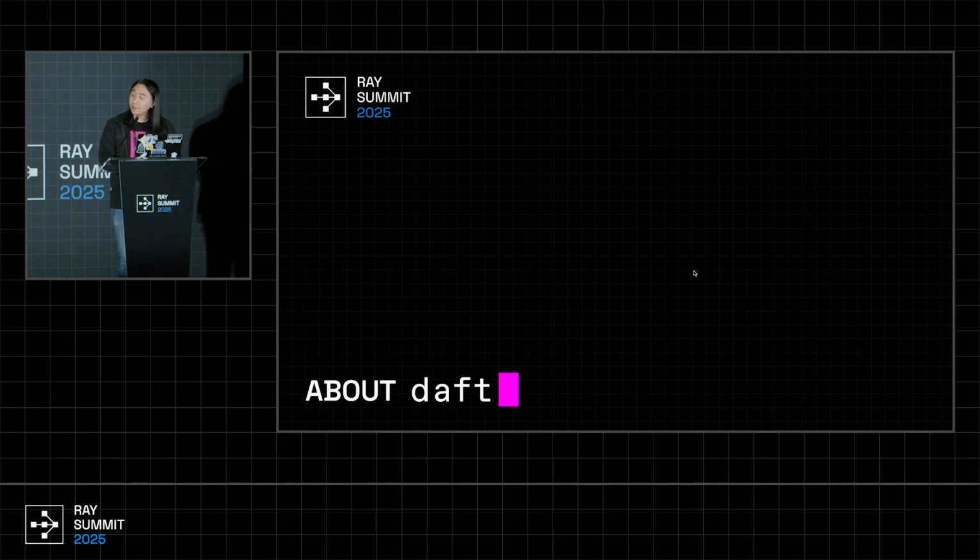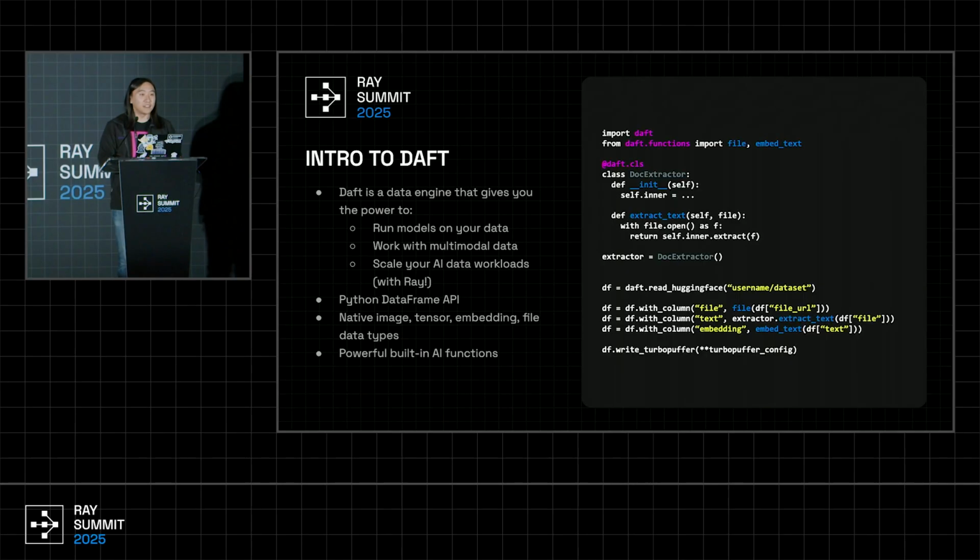So, a quick introduction about what Daft is. Daft is a data engine that gives you the power to one, run models over your data, two, work with your multimodal data, and three, scale your AI data workloads up to thousands of nodes, up to petabytes of data with Ray. It provides a Python-native DataFrame API, along with native image, tensor, embedding, file, and other multimodal data types.